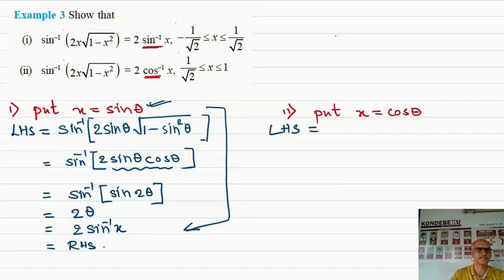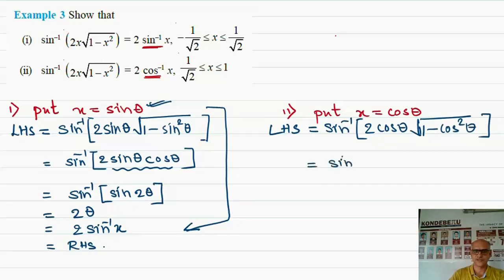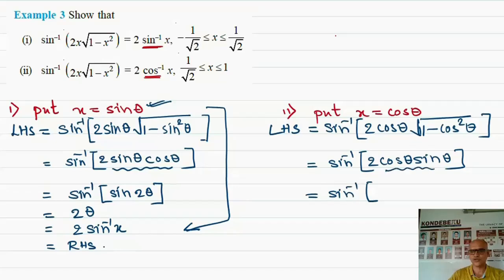So first I am taking LHS, then in place of x substitute cos theta. So 2 cos theta into root of 1 minus cos square theta. This is equal to sine inverse 2 cos theta as it is, root of 1 minus cos square theta is sin theta. This is equal to again sine inverse of 2 sin theta into cos theta. It is the formula of sin 2 theta.